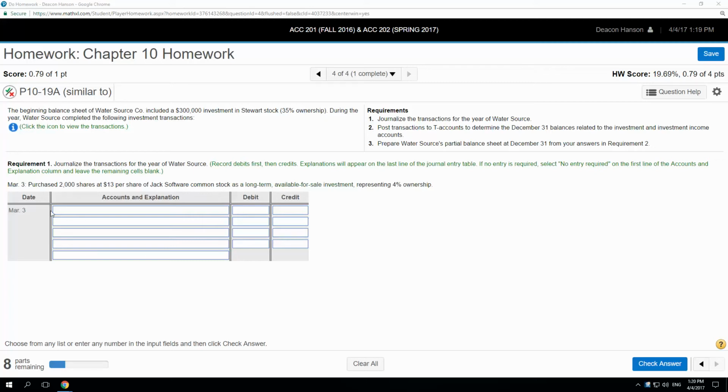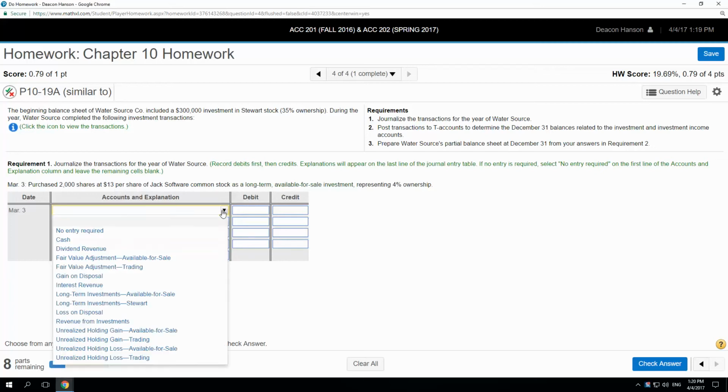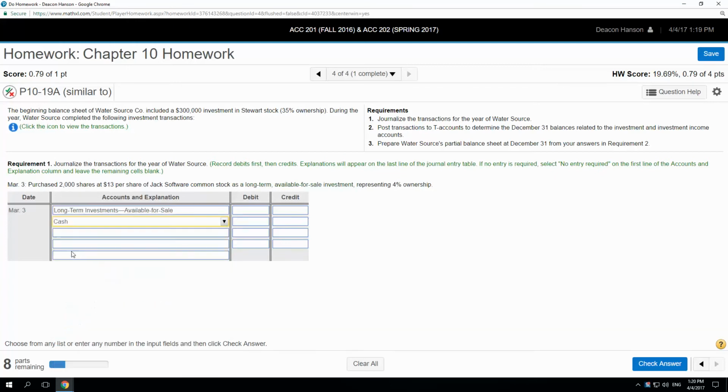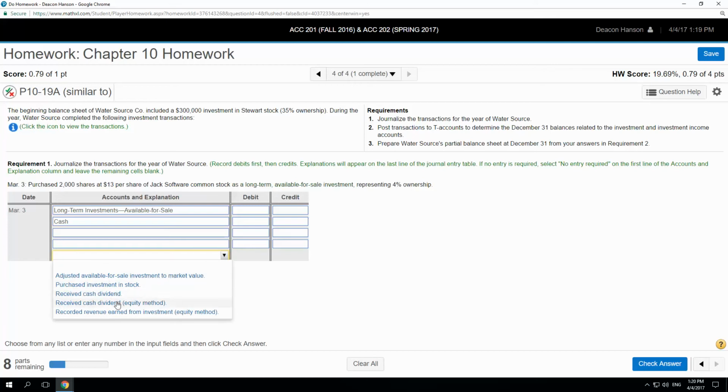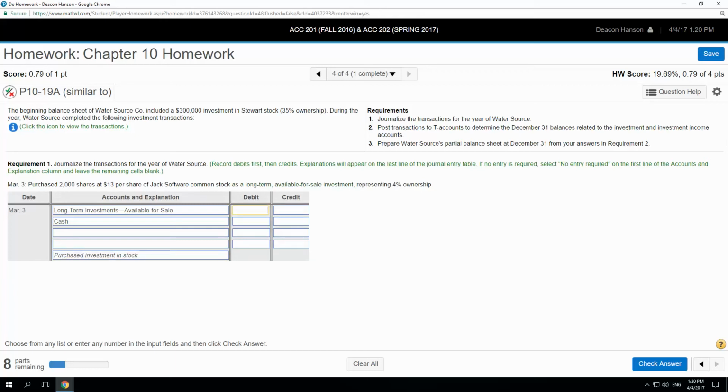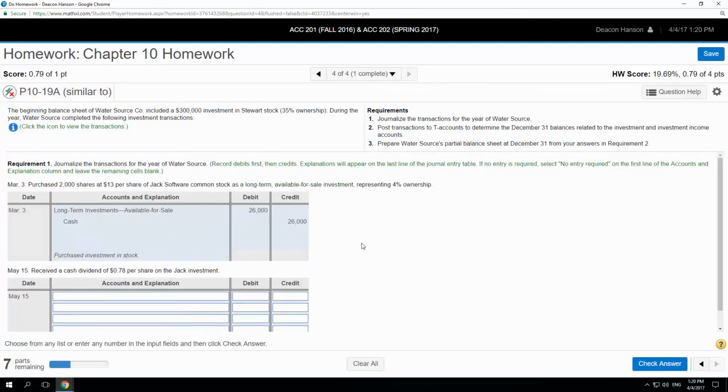So the first transaction is they purchased 2,000 shares at $13 per share of Jack Software common stock, and it's going to be a long-term available for sale security. You're going to spend cash to do it, and this will be to record purchase of the investment in stock. So if we took 2,000 shares times 13, we would have 26,000. Okay? Stop me if you think we're about to make a mistake.